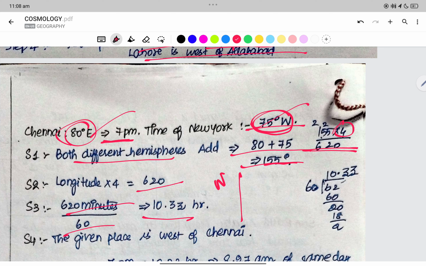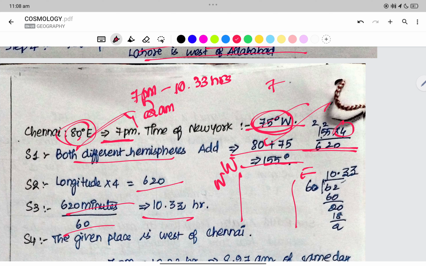Now New York is here and Chennai is here. West and then east; we know the time of the west, we need to find the east. So we have to subtract 7 p.m. minus this 10.33 hours. 7 p.m. is 19 hours; 12 a.m. minus 7 is... going back 3 hours from 12 a.m. it is 9 a.m. From 9 a.m. you subtract 33 minutes, you have 8.27 a.m., right?